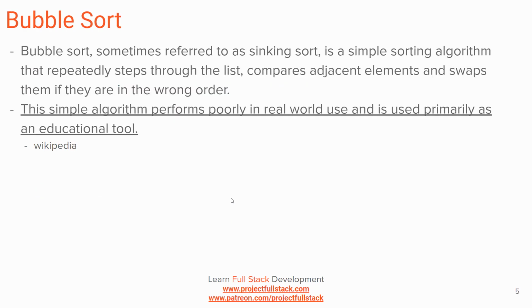So what is bubble sort? Bubble sort is sometimes referred to as sinking sort. It's a simple sorting algorithm that repeatedly steps through the list, comparing adjacent elements, and swaps them if they're in the wrong order. It's a simple algorithm that performs poorly in real-world use and is used primarily as an educational tool. Normally it's brought up in beginner computer science classes at the college level or so to introduce students to algorithms. It's just not fast, so that's why you don't normally want to use this in the real world.